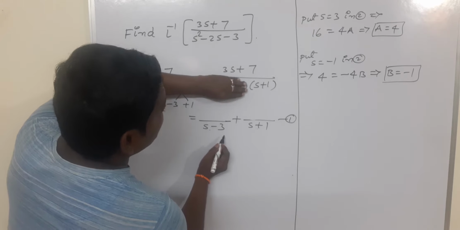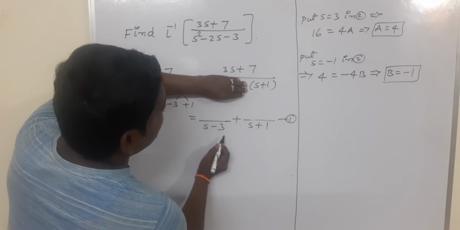Now find out the numerator of s plus 1. In this case, close s plus 1 and replace s is equal to minus 1. So you will get 3 of minus 1, minus 3 plus 7, 4 is the numerator, divided by minus 1 minus 3, minus 4. So 16 by 4, 4 by s minus 3, and 4 by minus 4 is minus 1.